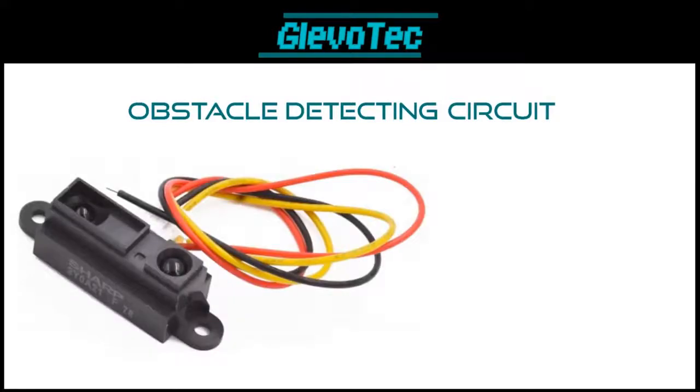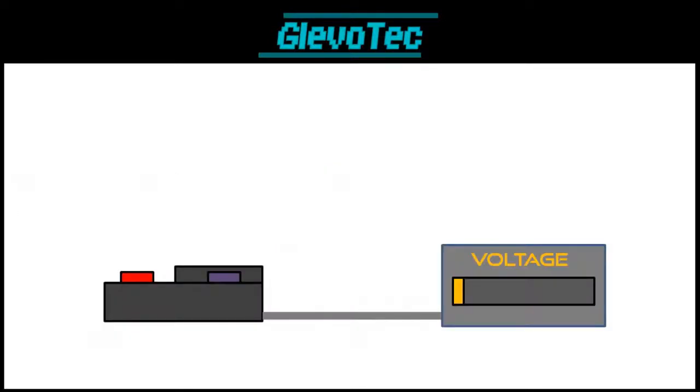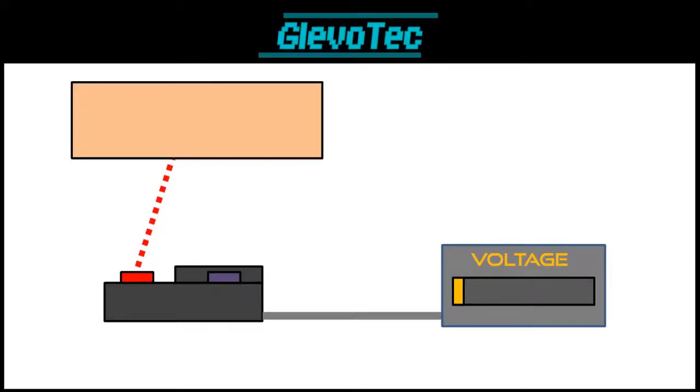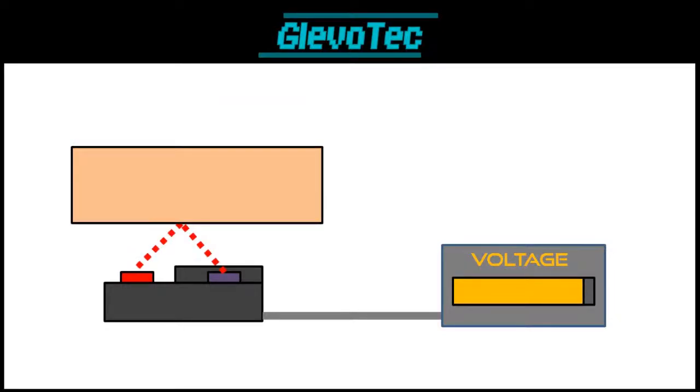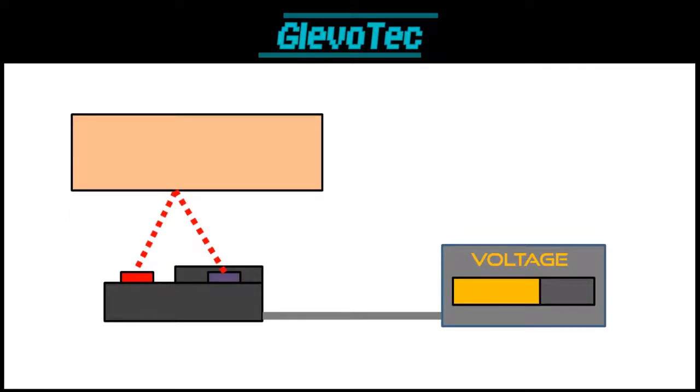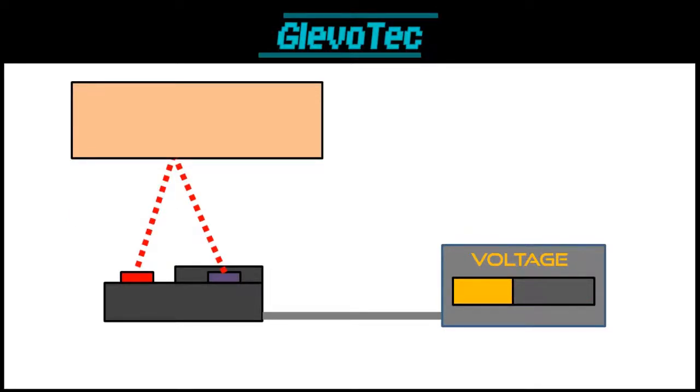As a sensor, we'll use an infrared distance sensor. It works by sending out infrared light with an LED. If an obstacle is in front of it, the light will reflect onto the object and into the infrared sensor. The sensor outputs an analog voltage. The closer the object, the higher the reflected light and the higher the voltage. The further away, the lower the voltage will be.